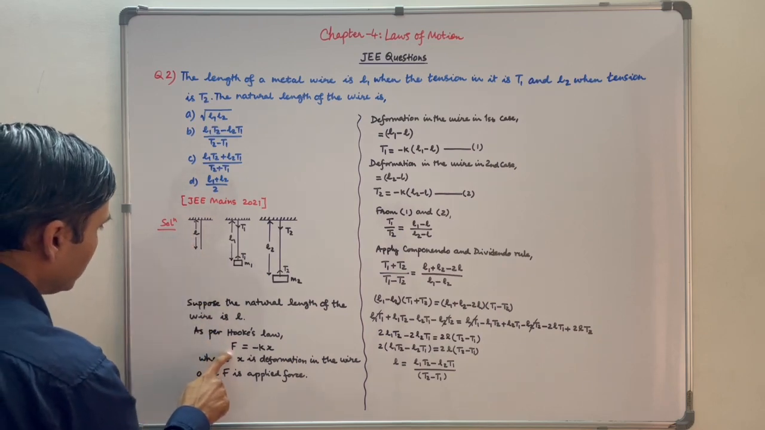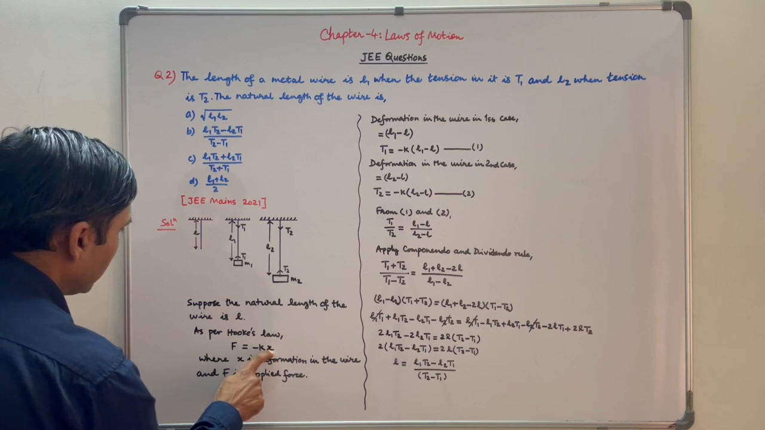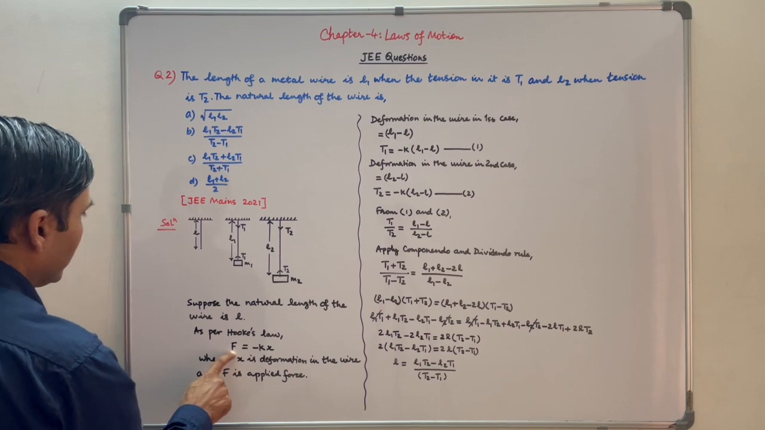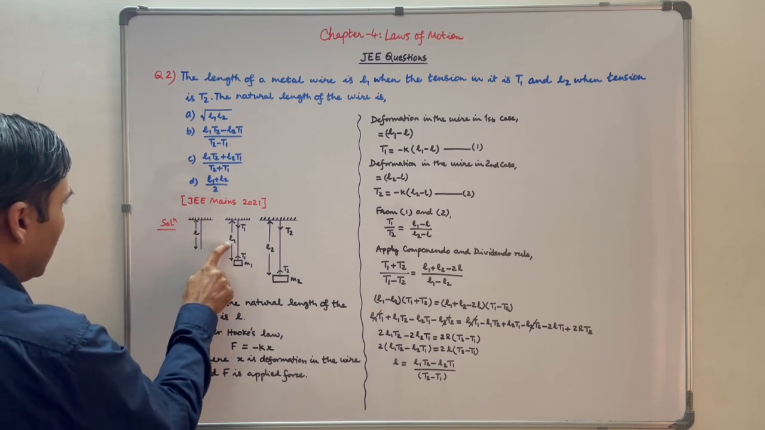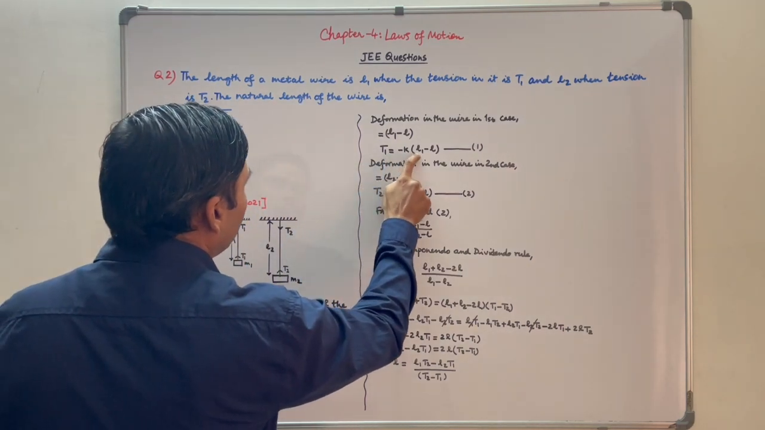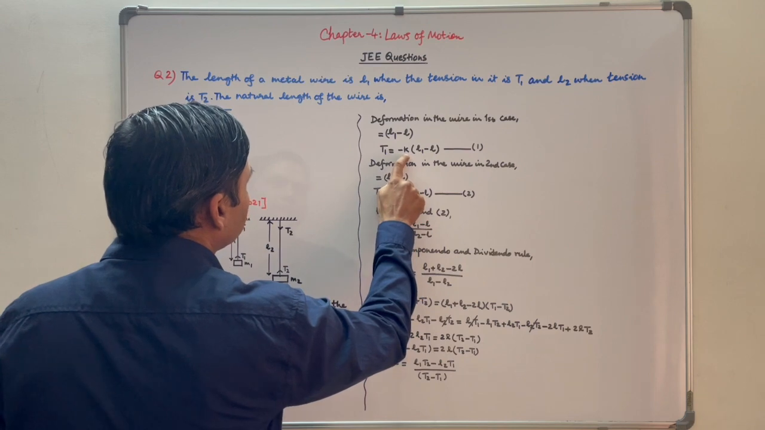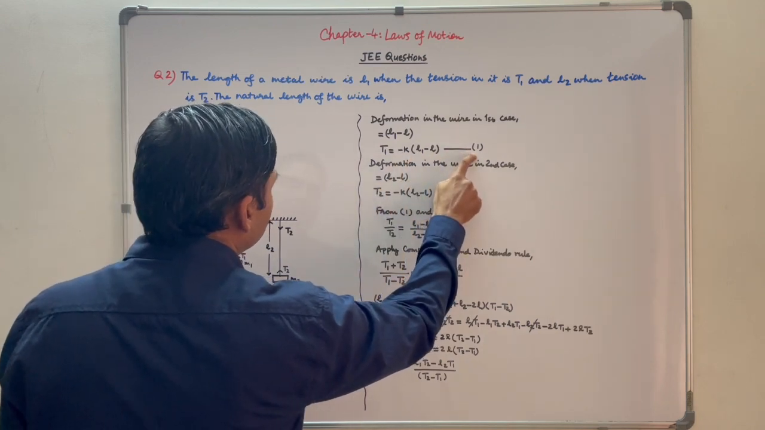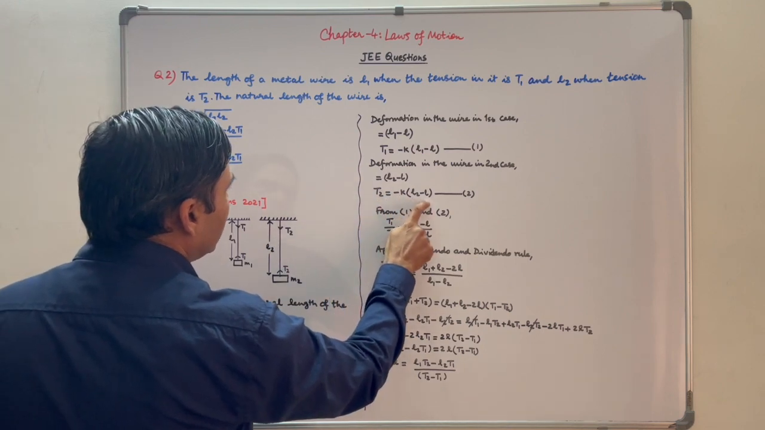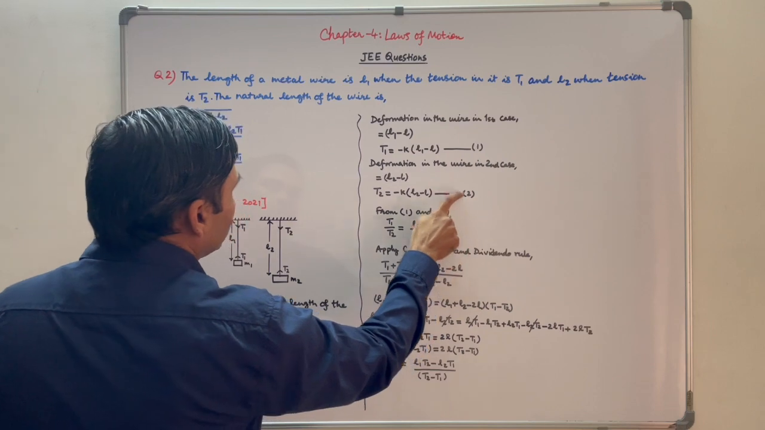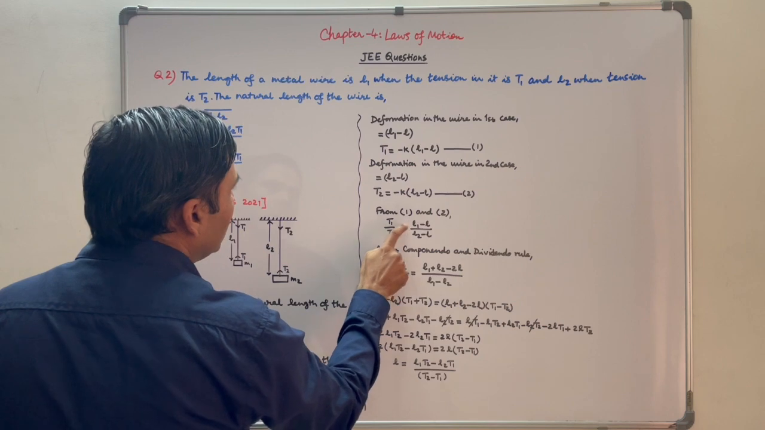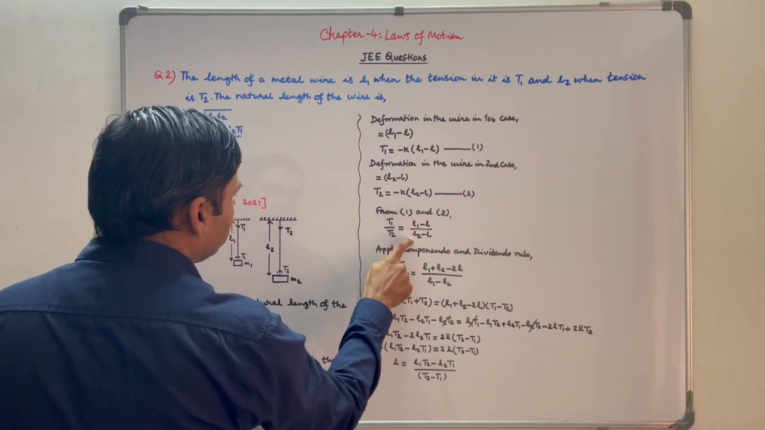As per Hooke's law, F is equal to minus Kx, where x is the amount of deformation and F is the applied force on the wire. In the first case, deformation is L1 minus L. So we can write T1 is equal to minus K into (L1 minus L), where K is some constant. This is our first equation. Similarly, we can write T2 is equal to minus K into (L2 minus L). This is the second equation. Now divide equation 1 by equation 2. We get T1 by T2 is equal to (L1 minus L) upon (L2 minus L).